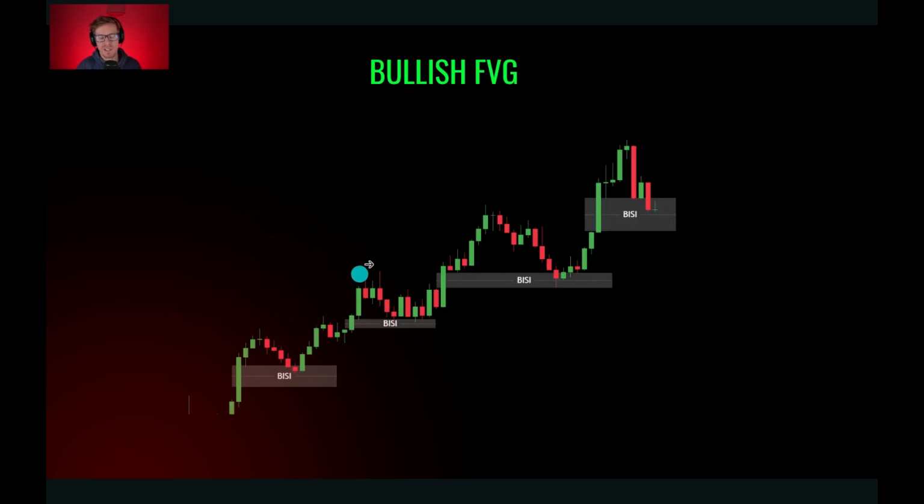We've got continuation onto the upside, we've got strong bullish momentum. Every time a fair value gap or a BISI is created, price retraces back into it to continue the upward trend, causes a fair value gap, retraces into it, upward trend, causes imbalance, retraces into it, and then an upward trend.